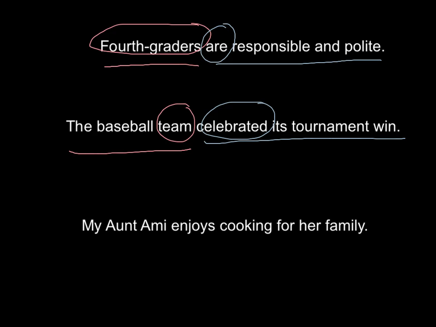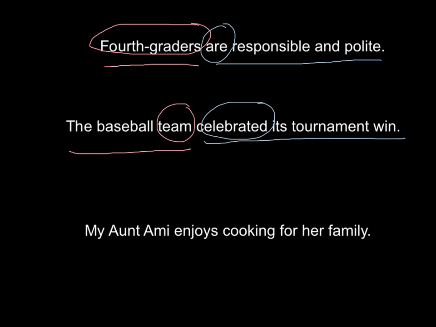Let's look at one more. My Aunt Amy enjoys cooking for her family. The complete subject, the thing that the whole sentence is about, is my Aunt Amy. But when I boil it down to one word, a noun, that is the subject of the sentence, it's the word Amy. Amy is the simple subject. Enjoys cooking for her family. That's the predicate. That's the action and all the words that go with it. But there's one word that matters most of all, the simple predicate, and it's the action verb enjoys. Enjoys is the simple predicate.